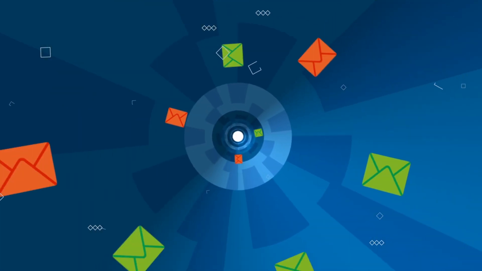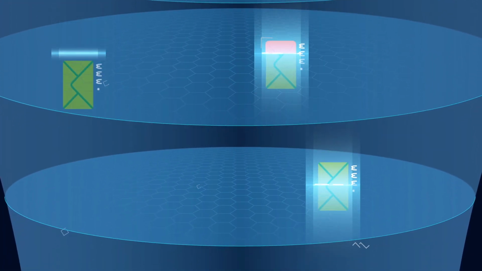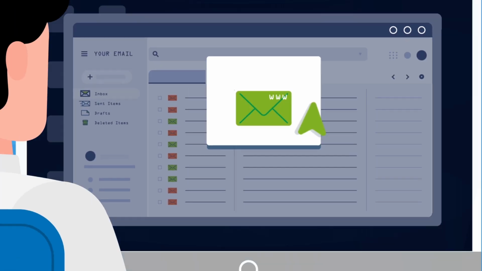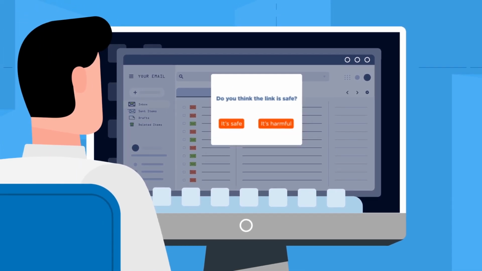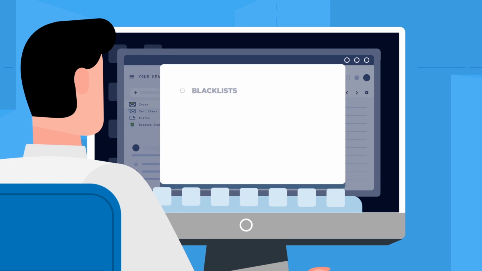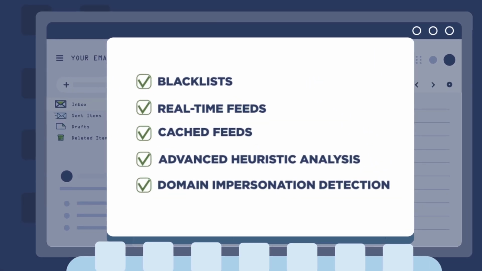Before the user is given access to the URL, domain security checks are performed on the destination. Validation and assessment of the URL is also undertaken. When a link is clicked, URL Protect performs the previous checks again, while also making use of blacklists, real-time and cached feeds, advanced heuristic analysis, as well as domain impersonation detection.